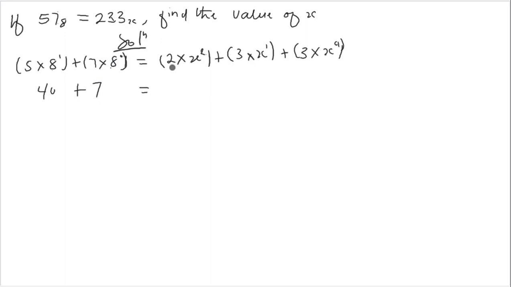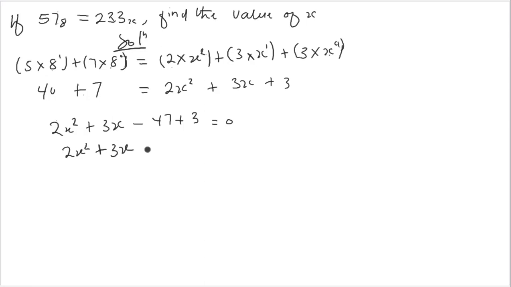and this will be equal to x to the power 2 is x squared times 2 gives me 2x squared, plus x to the power 1 is x times 3 will give me 3x, and x to the power 0 is 1 times 3 will give me 3. Alright, so I can see that this is like a quadratic equation. So 2x squared plus 3x. Now if I add this to this, I'll get 47 and bring everything to the right hand side. It will give me minus 47 plus 3 equals 0. So I get 2x squared plus 3x minus 44 equals 0.